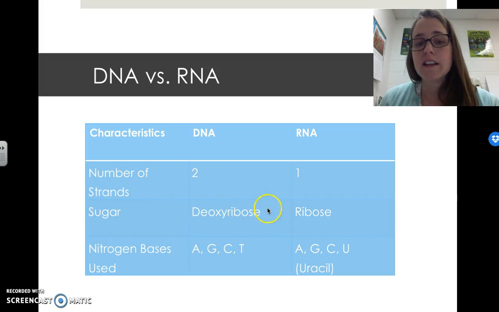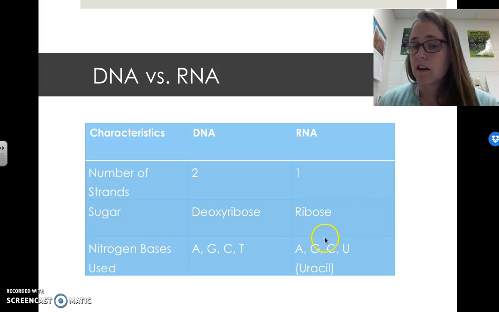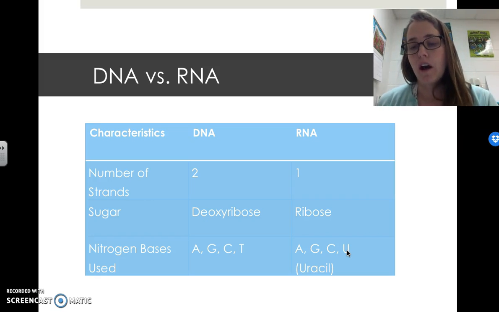The sugar in DNA is called deoxyribose, and the sugar in RNA is called ribose. You all remember the nitrogen bases in DNA are A, G, C, and T, or adenine, guanine, cytosine, and thymine. In RNA, they're a little bit different. Adenine's still there, guanine's still there, cytosine's still there, but instead of thymine, we have this thing called uracil. Uracil is basically the replacement. So wherever there would have been a T, there's now a U in RNA.